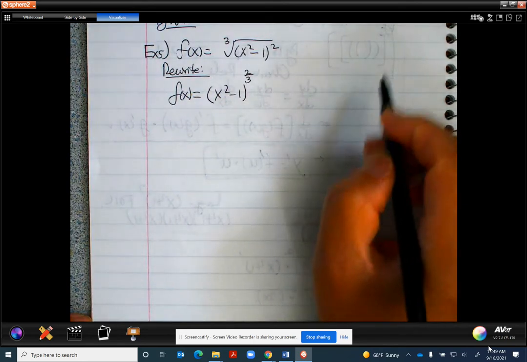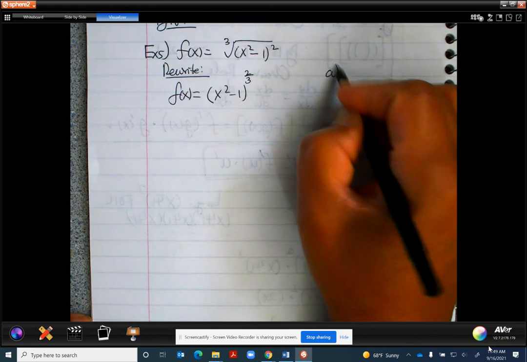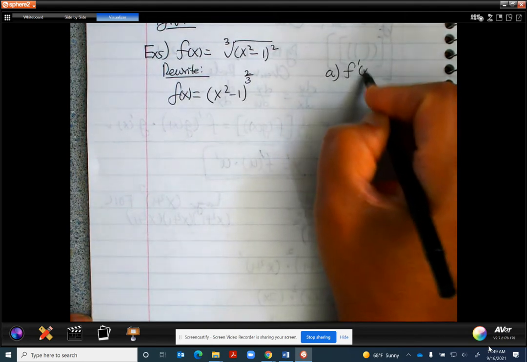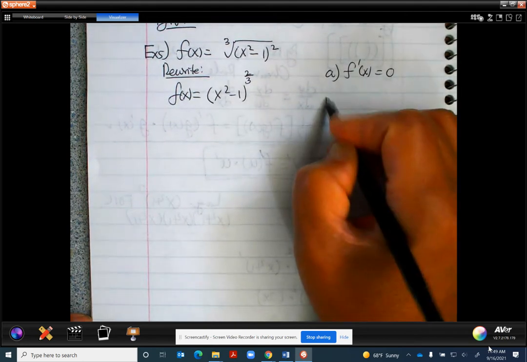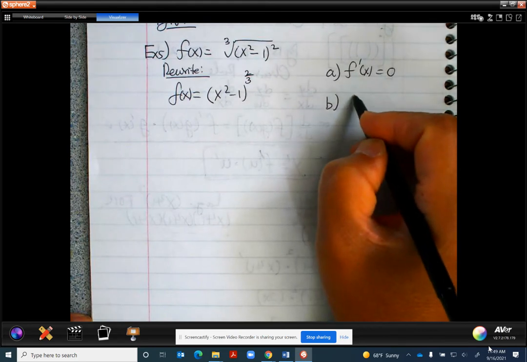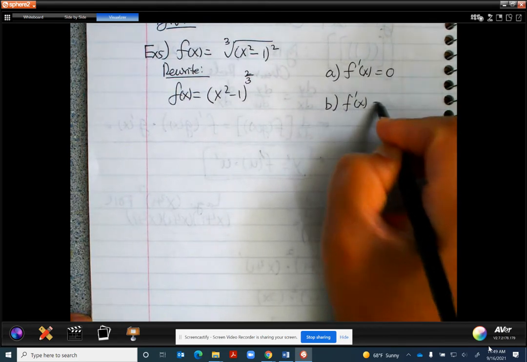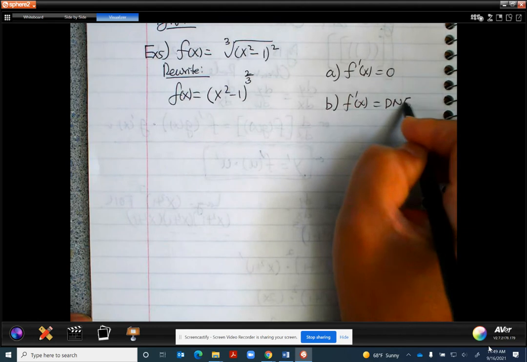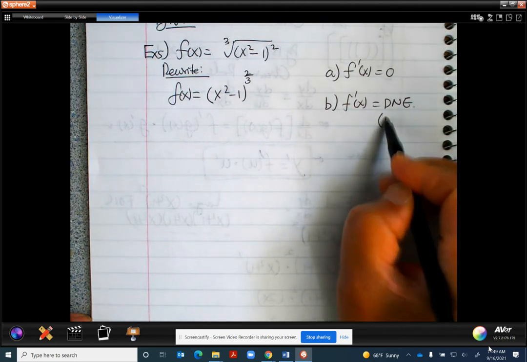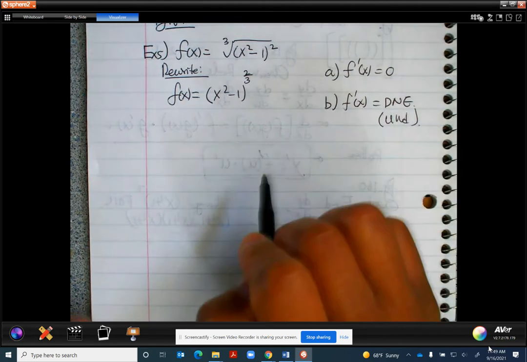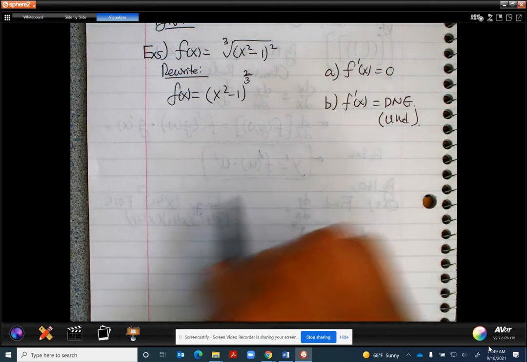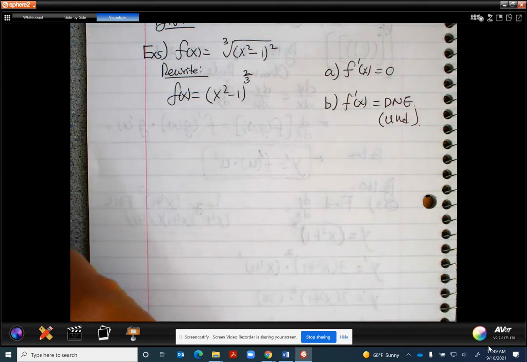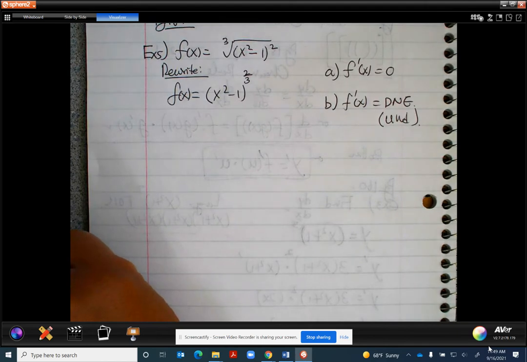All right, but if you read the direction on the top, part A says you want to find f prime of x is equal to 0. Part B says where f prime of x does not exist. Now, does not exist is similar to undefined. All right, those are the two things we need to look for.